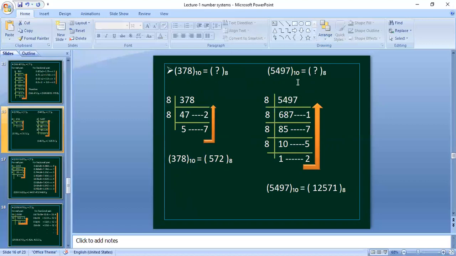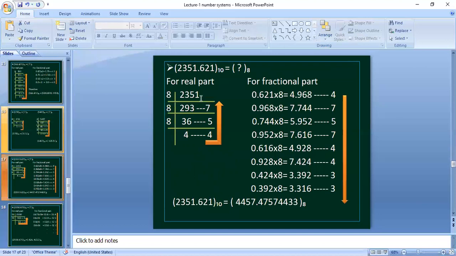In a similar way, 5497 is the given decimal number. It has an integer part only. So for the integer part, we need to follow the successive division with 8. Here also the final result 1 is less than 8, so we can stop the division here and we need to consider the result from bottom to top. So that is 12571. This is the equivalent octal representation for the given decimal number.